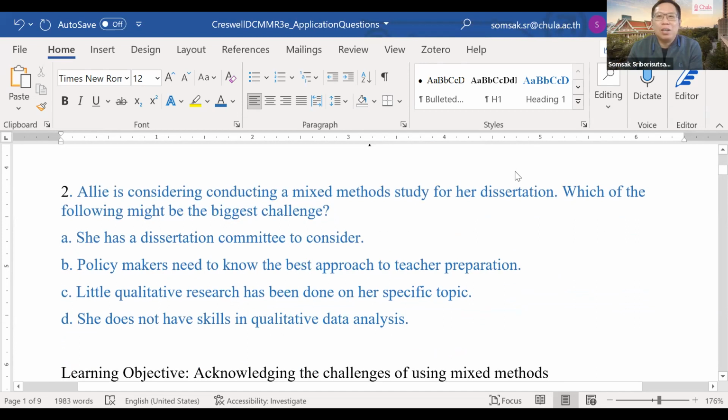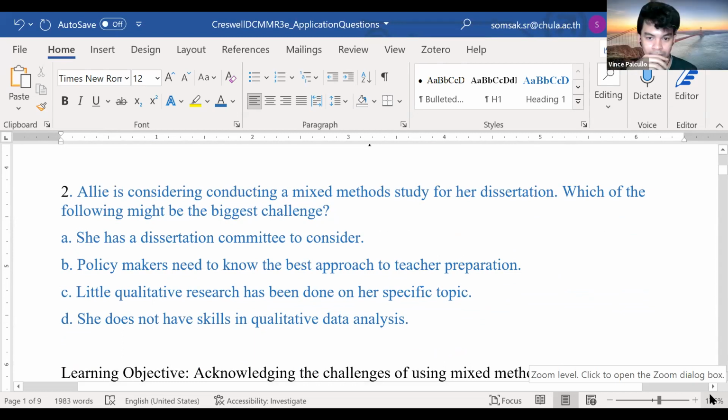Number two, Bookpick for you. Ellie is considering conducting a mixed method study for her dissertation. Which of the following might be the biggest challenge for Ellie? A, B, C, or D?